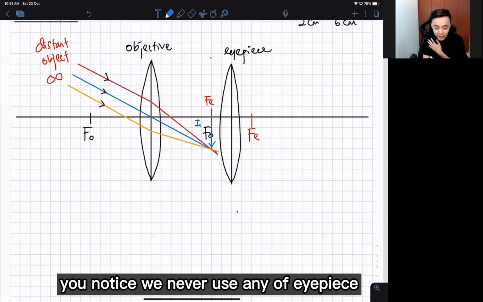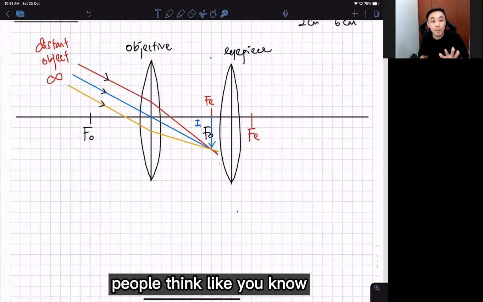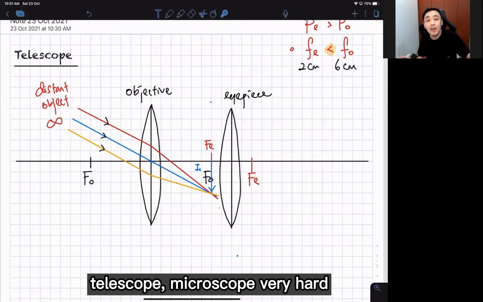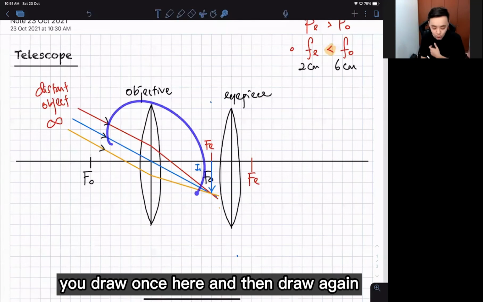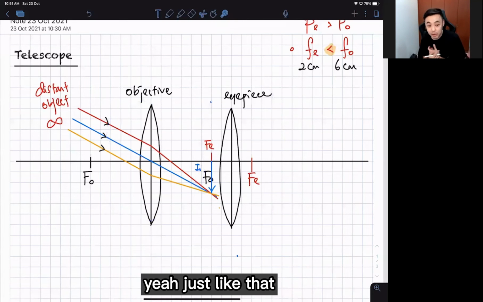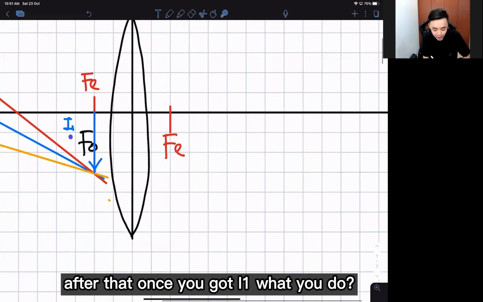You notice you never use any of the eyepiece light, right? It's always like that. People think telescope, microscope very hard. It's not true. It's just drawing lens. Just like you draw them twice. You draw once here and then draw again. Yeah, just like that. Now, after that, once you got I2, what you do?